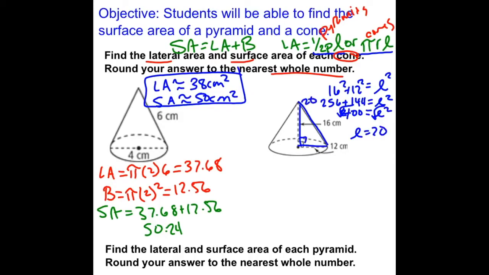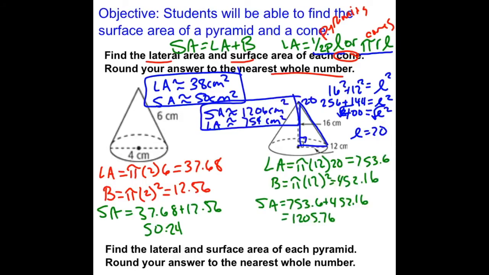Why don't you try to pause the video here and do so. Alright, you can check your answers with mine. I got the lateral area 753.6, base was 452, got me a surface area of 1205.76. When I round those, I get 1206 for the surface area and 754 for the lateral area. Both of those have a label of centimeters squared.